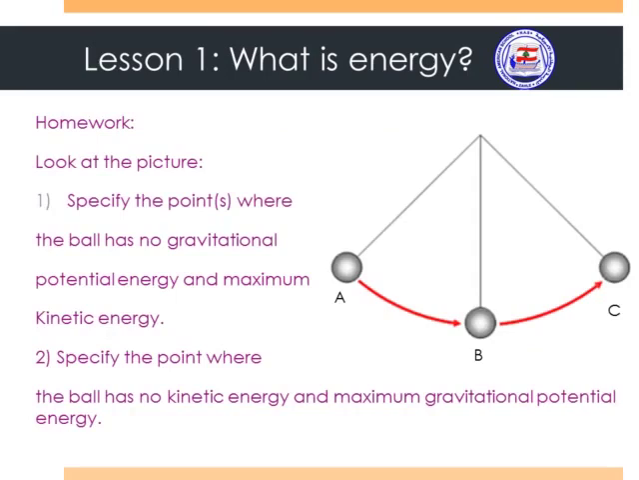Now as homework, I need you to copy these following exercises on your copybooks and try to solve them. In exercise 1, you have to look at the picture, then answer the questions. Part 1, specify the point or points where the ball has no gravitational energy and maximum kinetic energy. And I remind you that a ball or an object has gravitational energy if it is high above the ground. Now part 2, specify the point where the ball has no kinetic energy and maximum gravitational potential energy.